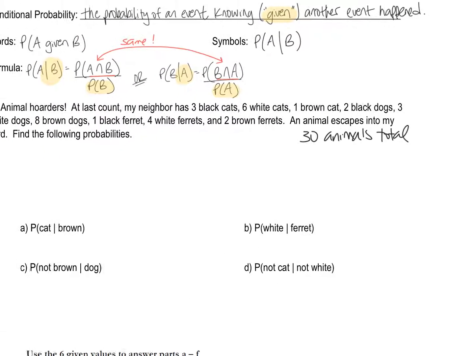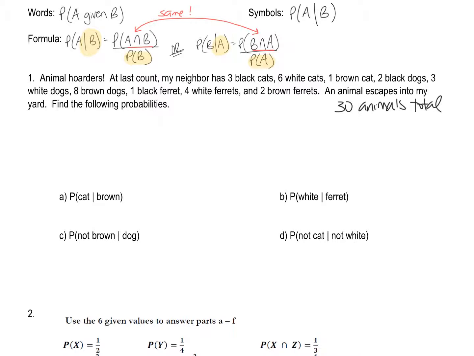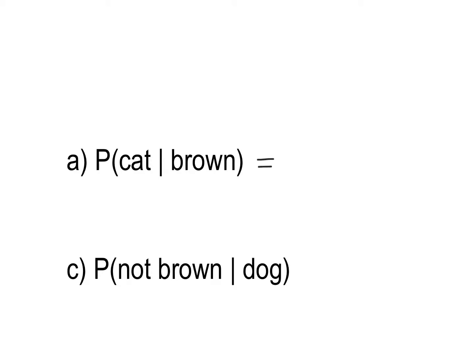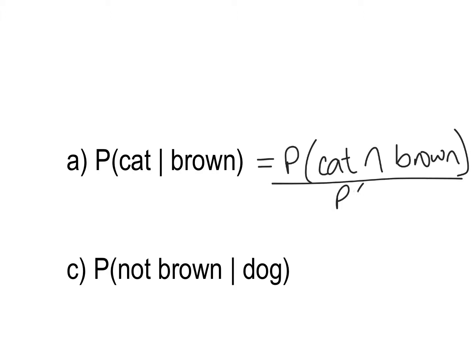Okay, so what I'm going to do here is find the probability that an animal escapes into my yard. Find the probability that it is a cat given it's a brown animal. So just using the formula and replacing the A's and B's from above with cat and brown, it's the same thing as probability of cat and brown divided by probability of brown.